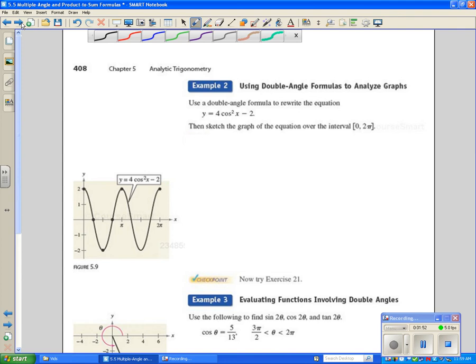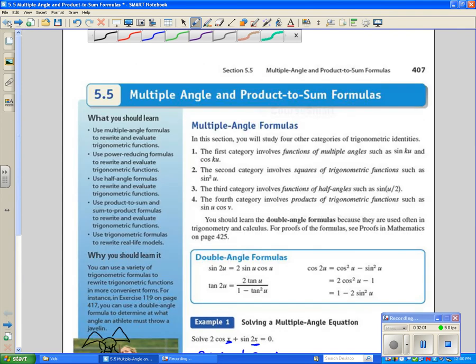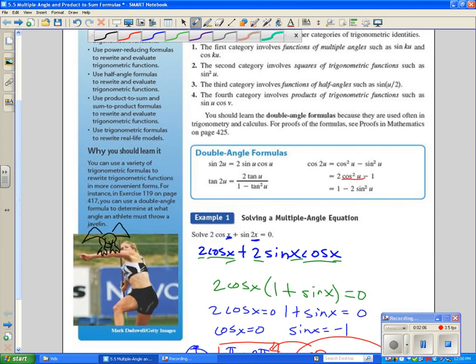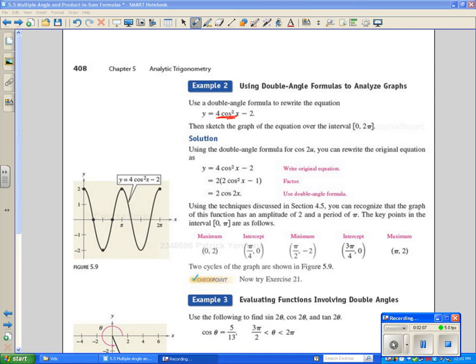All right, double angle formula. We have y equals 4 cosine squared x minus 2. Use the double angle formula to rewrite. Notice we have the cosine squared right here. I went ahead and showed what's in the book.